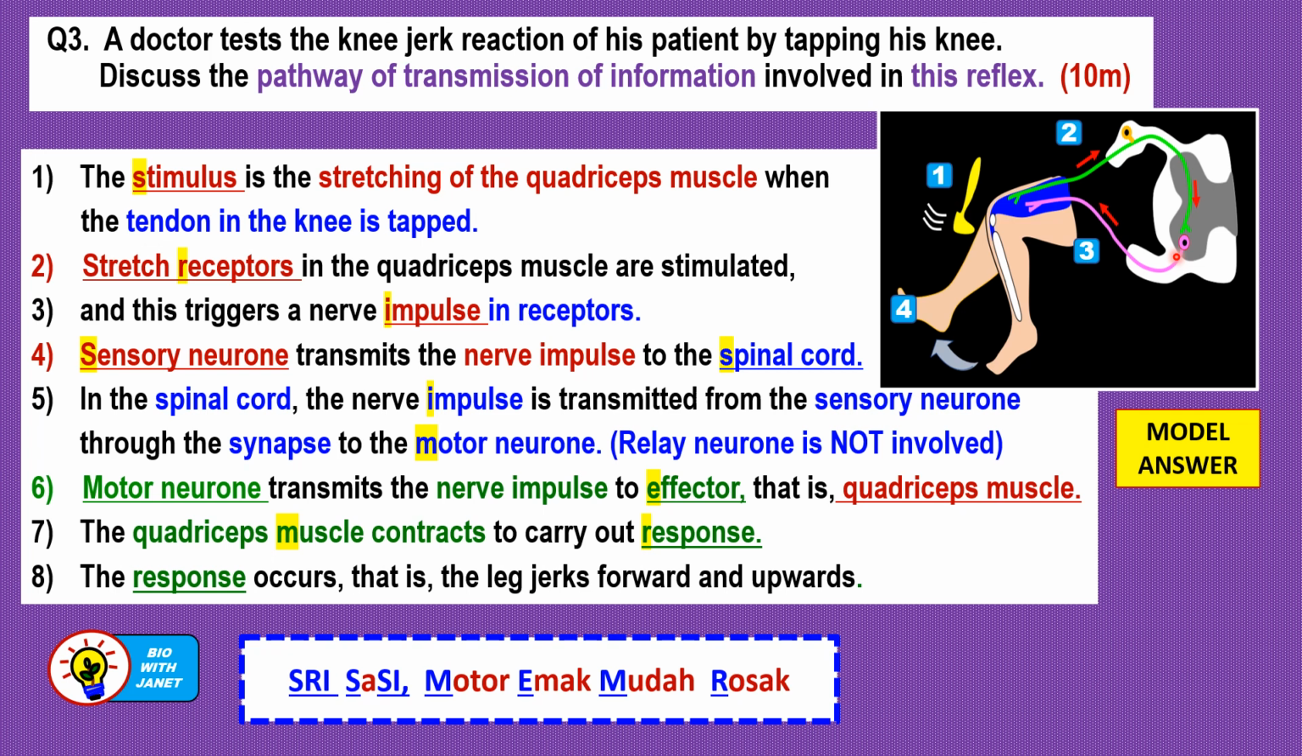So we have discussed the word motor, standing for motor neuron. Now, Emak Muda Rosak, right? So E for effector. The motor neuron transmits the nerve impulse to the effector, that is the quadriceps muscle itself again. Okay, so the quadriceps muscle has the receptor and it is also the effector. And then M for muscle, and then next we come to R. The quadriceps muscle contracts to carry out the R for response. And what is the response? We have to mention the response is that the leg jerks forward and upwards as the quadriceps muscle contracts. Okay?